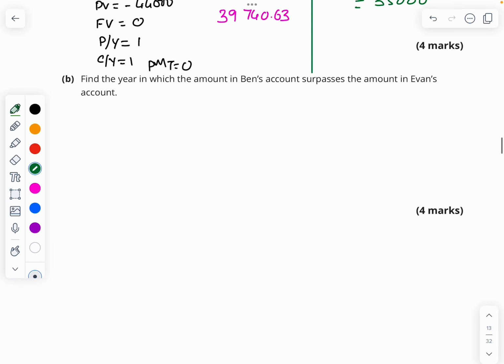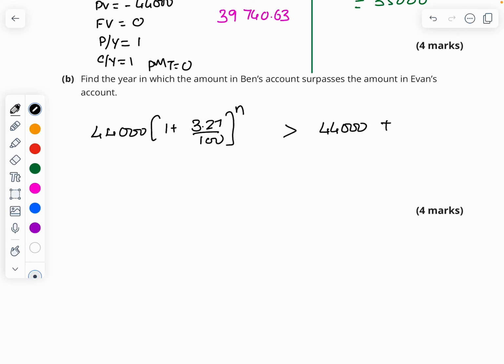Find the year in which the amount of Ben's account surpasses the amount of A1's account. So for Ben, the formula from the formula booklet would be 44,000 times (1 plus 3.27 divided by 100) to the power of n should be greater than 44,000 plus 170 every month for n years. Now use the GDC, solve by graphing each side of the inequality. You should be getting n value as 12.7388, which is going to be the 13th year.